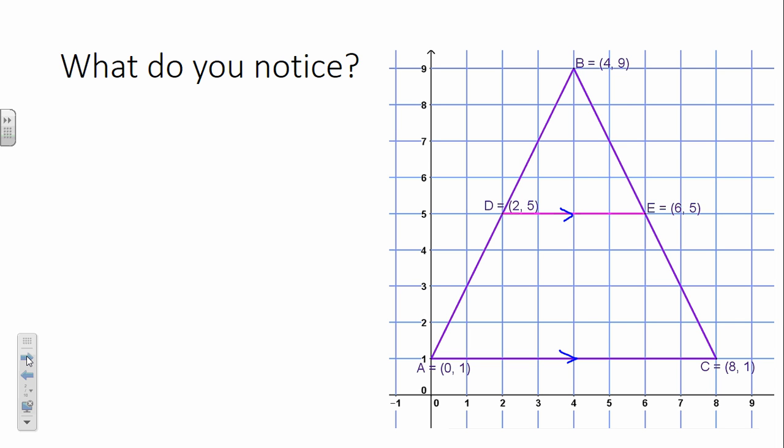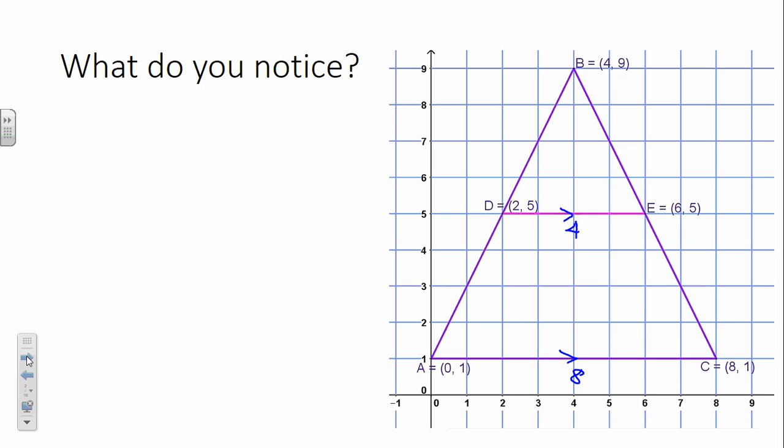The big triangle looks like it's double the size of the little one. Okay? Does that seem possible? How can we verify? How long is the pink segment? 4. How long is the purple segment? 8. So far, so good. The bottom segment of the big triangle is twice the size of the pink one of the little triangle. What else do we notice?